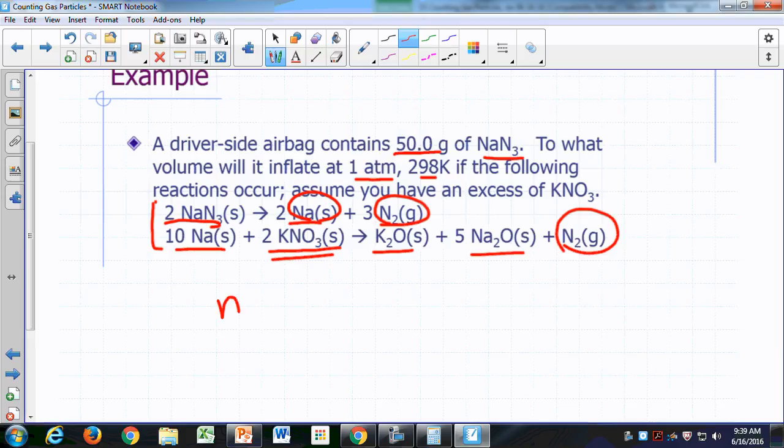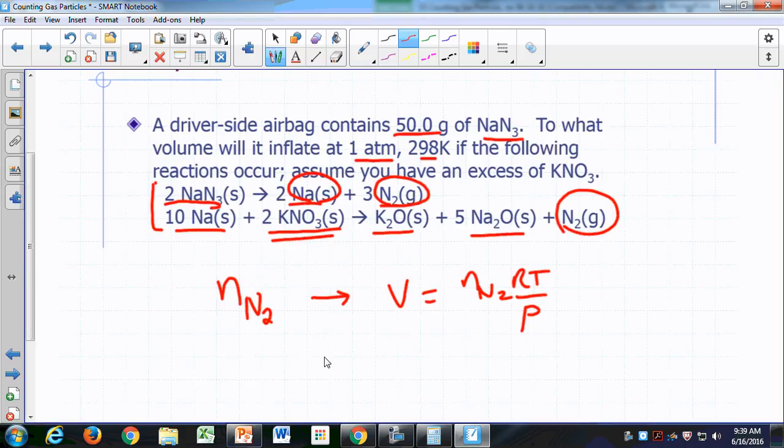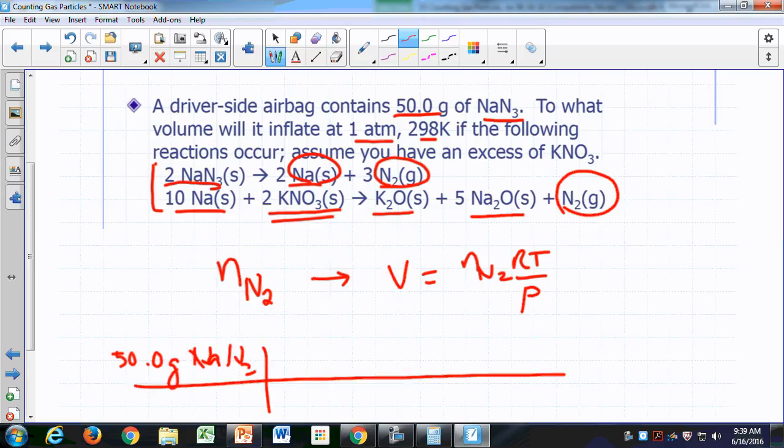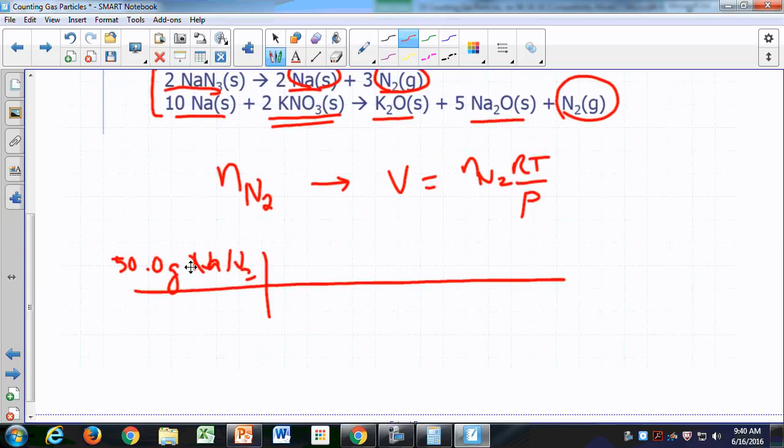So the strategy for solving this problem is to solve for the moles of nitrogen. And then from the moles of nitrogen, you can get the volume of the airbag, which will be equal to moles of nitrogen times RT over P. We know your T and you know your P. And so the question is, how do you solve for moles of nitrogen? Well, this is a typical stoichiometry problem. So 50 grams of sodium azide, NaN3. Change that to moles.